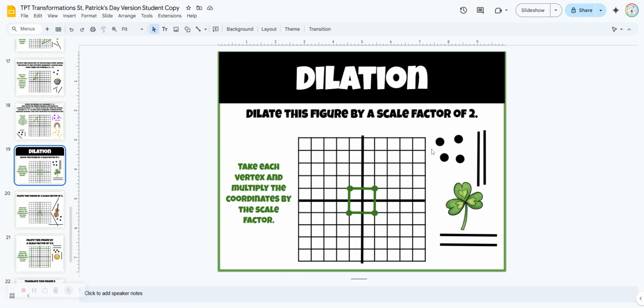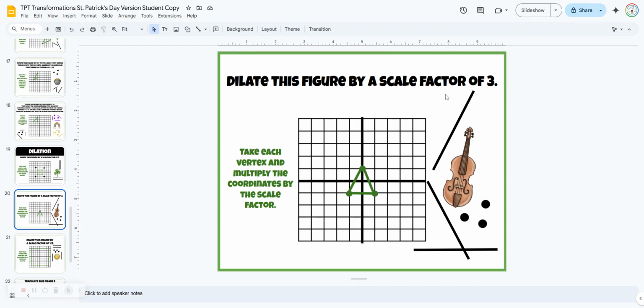So instead of 1, 1, the new point will be at 2, 2. And for negative 1, 1, it'll be negative 2, 2, and so on. And then we'll create a figure that's 2 times larger. And then they can use these side pieces to fill in for the entire square. The next one, we're going to scale up by a scale factor of 3. So they're going to take the coordinates of each point, multiply by 3.